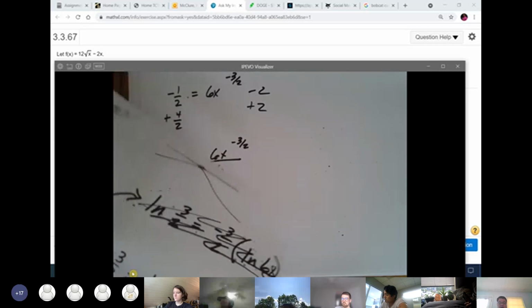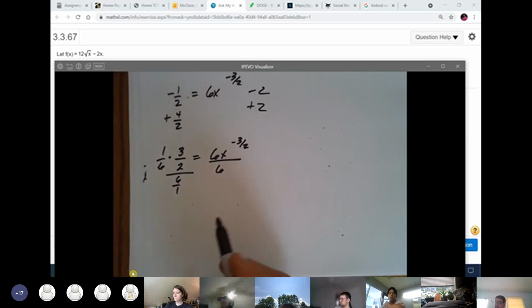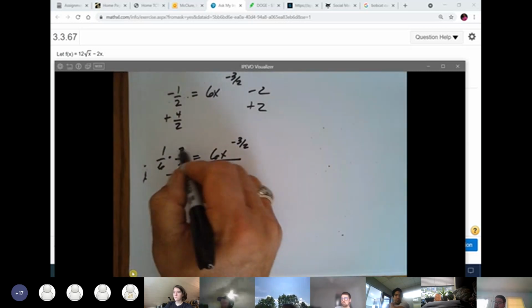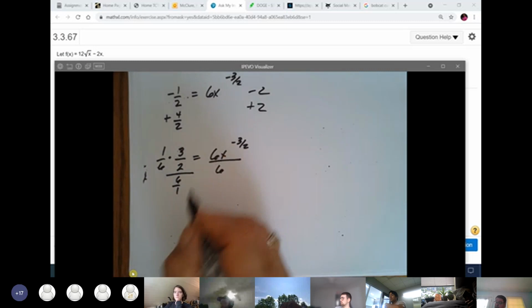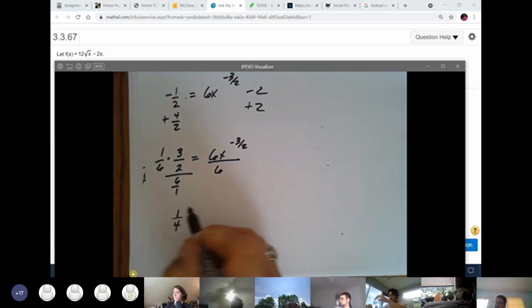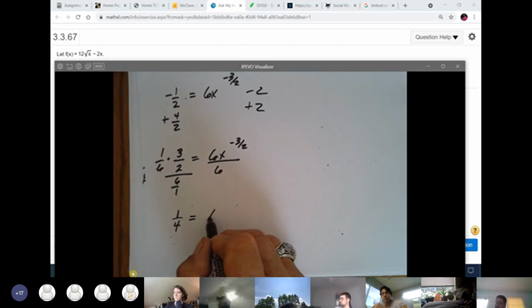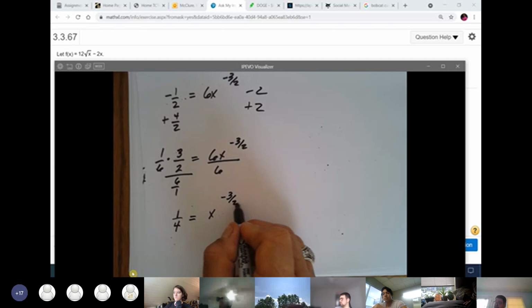I didn't get that at all. That may be where I messed up. All right, check it and see. 1/4 equals x to the negative 3 halves.